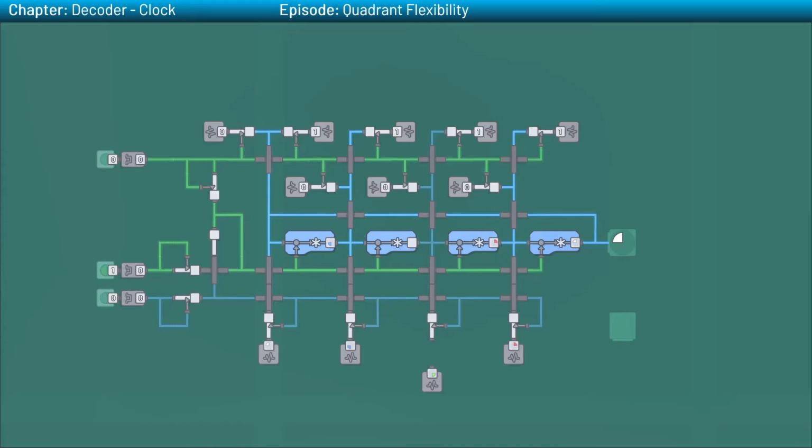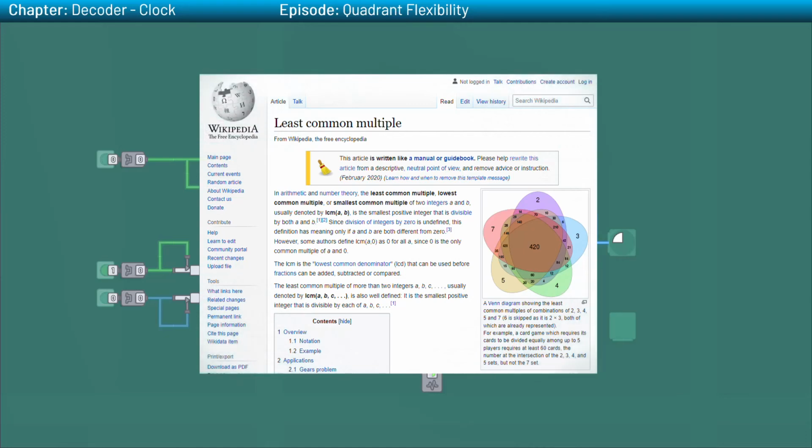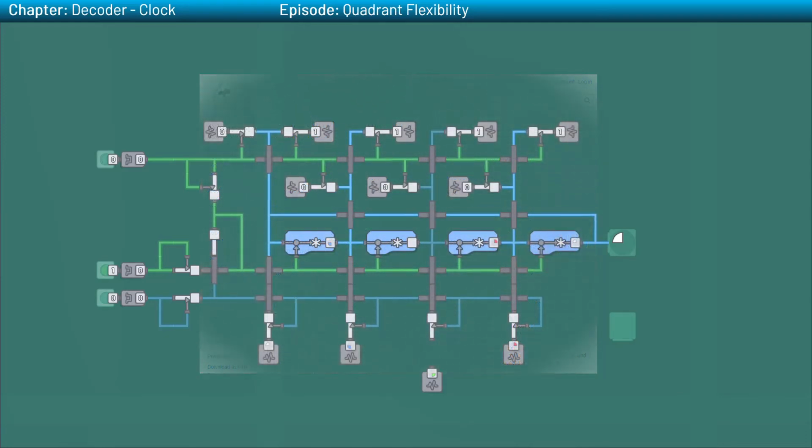I thought about it for quite some time until I suddenly remembered one specific term from math class many years ago, when I was still a youngling. Anyway, that term is the least common multiple. We need this clock to be able to cycle through either 1 or 2 or 3 or 4 values, right? And the least common multiple of those 4 numbers is 12.